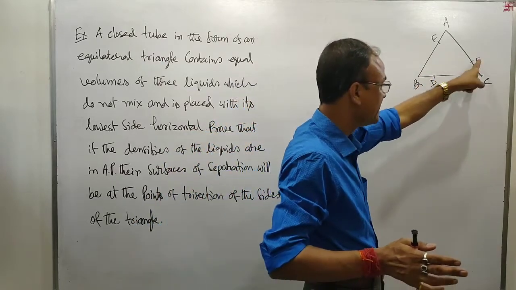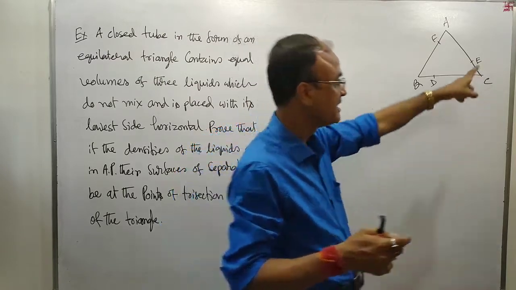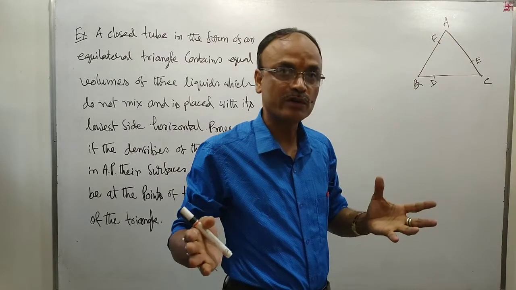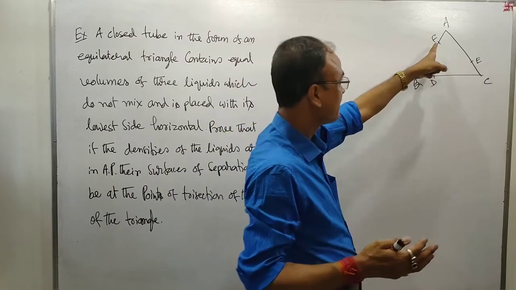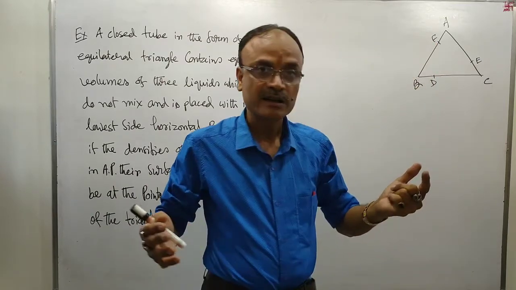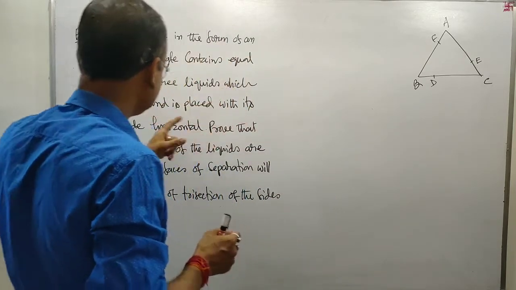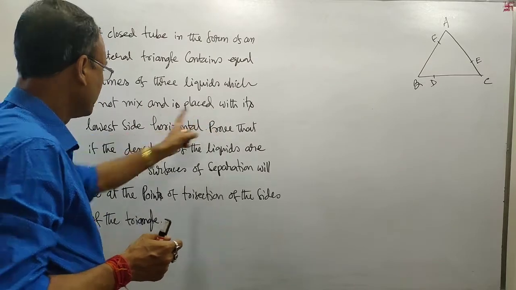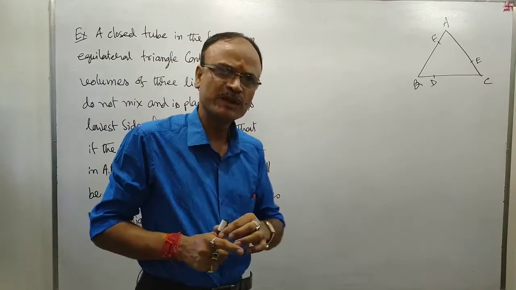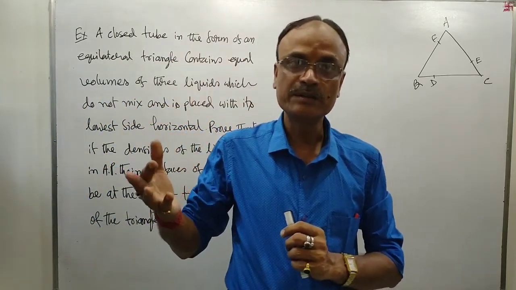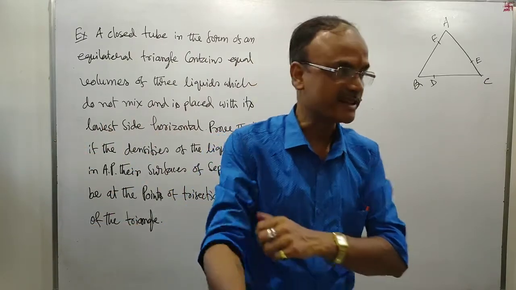Suppose this portion, DCE, is occupied by a liquid of one density, and EAF is also occupied by another liquid, and FBD is also occupied by another liquid. You see here, they do not mix, with its lowest side horizontal. If the densities of the liquids are in AP, we may assume that the densities of the liquids are rho minus sigma, rho, rho plus sigma.